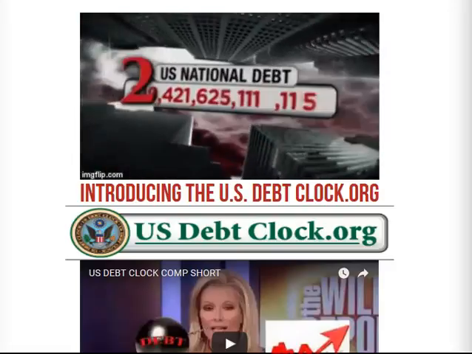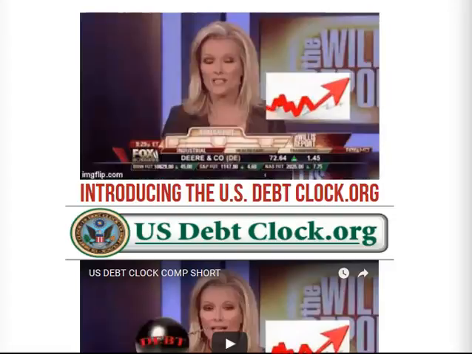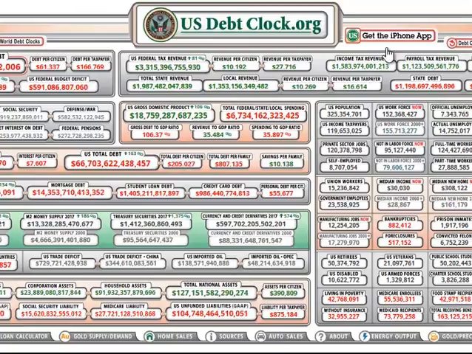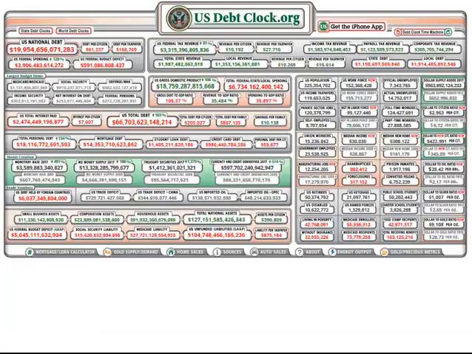There's something that has changed on the debt clock. It's changed over the years. I know this might be a little bit small for you to see. One of the features here on the debt clock is the debt clock time machine. Let's shrink this down here. In the upper left hand corner we've got the national debt approaching $20 trillion.